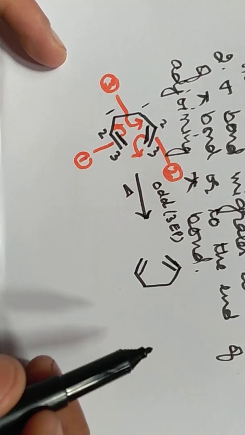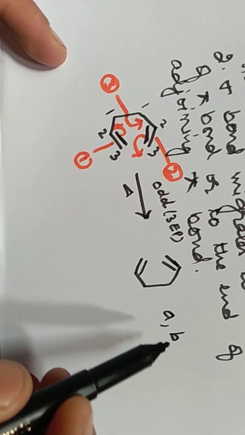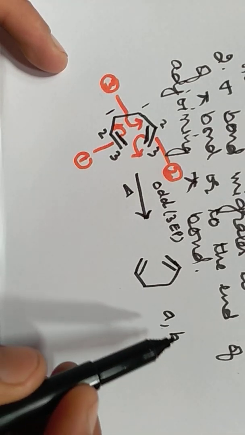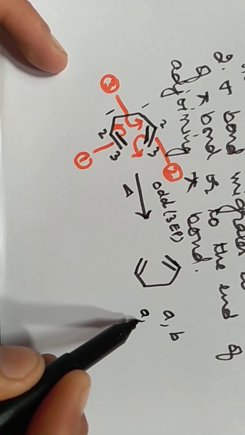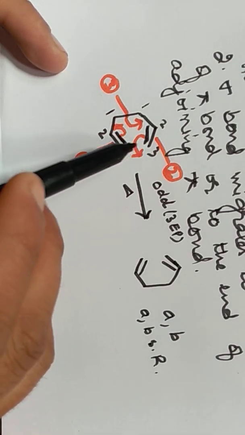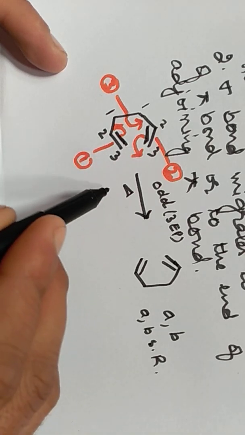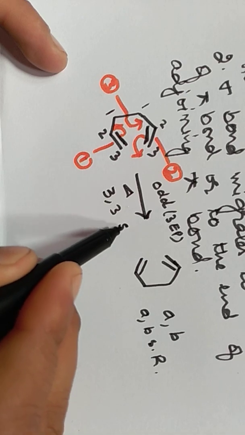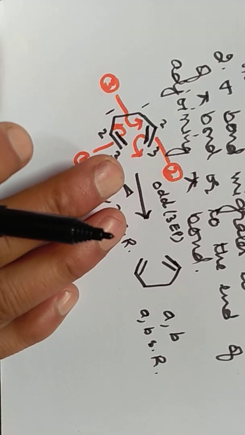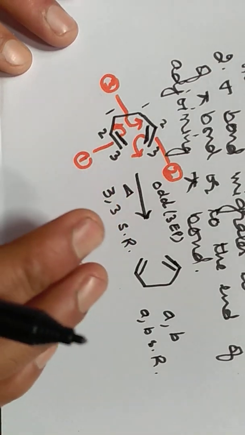Another important point: suppose the new bond formed in a sigmatropic reaction is between A and B, then we call it an A,B sigmatropic rearrangement, right? In this case, the new bond is formed between this third carbon atom and this third carbon atom. So this reaction is a 3,3 sigmatropic rearrangement, right? This reaction proceeds through a transition state. So let us see what the transition state is.